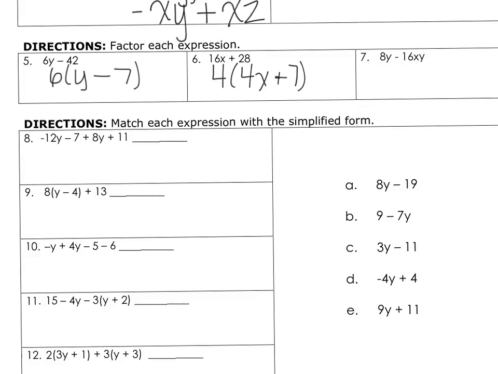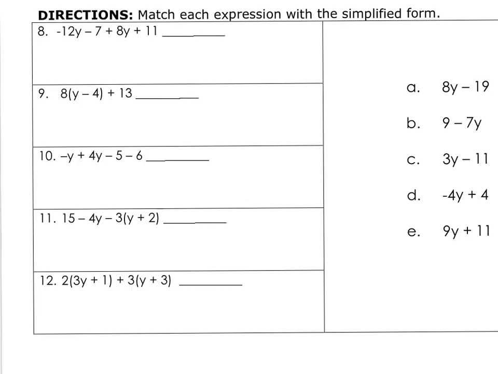Number 7, 8y minus 16xy. Again, I want to pull out the biggest thing they have in common, which would be an 8, but would also be y, because they both have the variable y. 8y divided by 8y is 1, minus 16xy divided by 8y is 2x, because your y right here goes over there. Good job. Again.